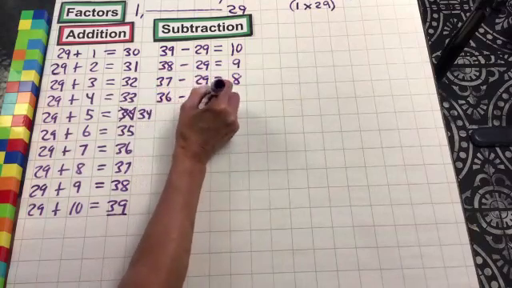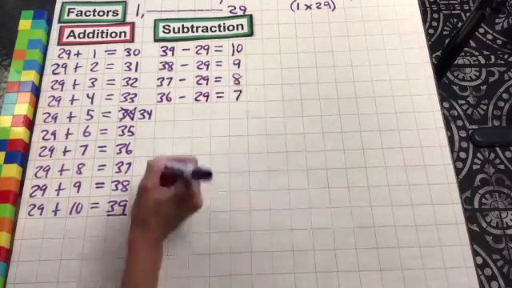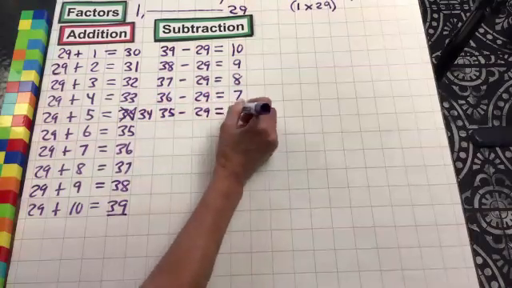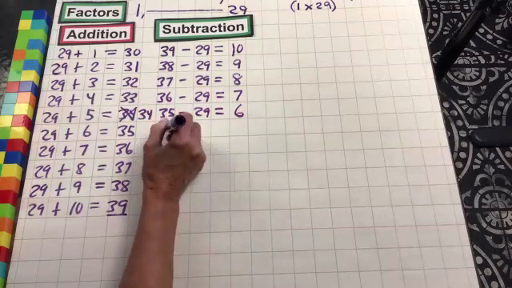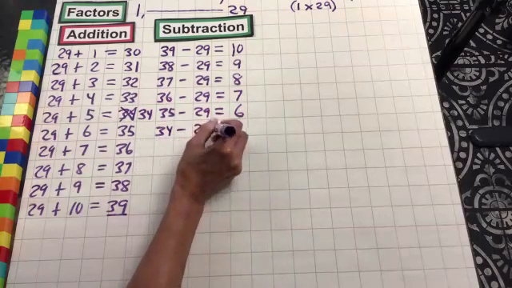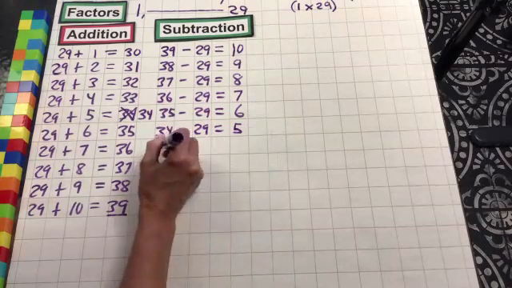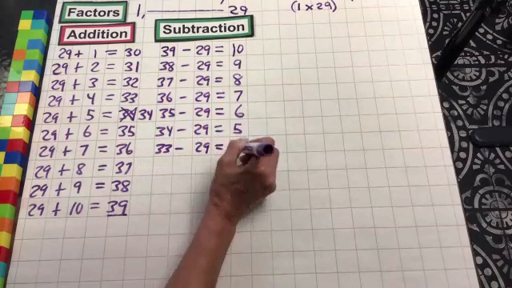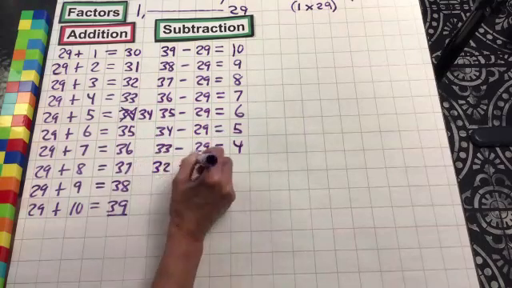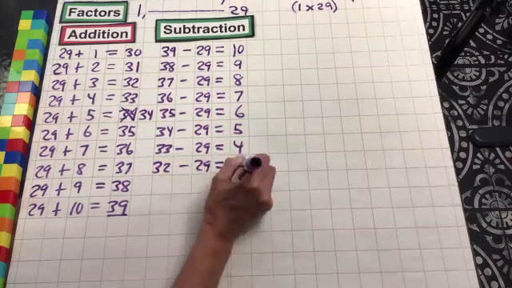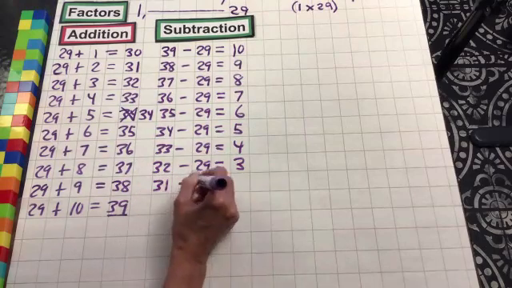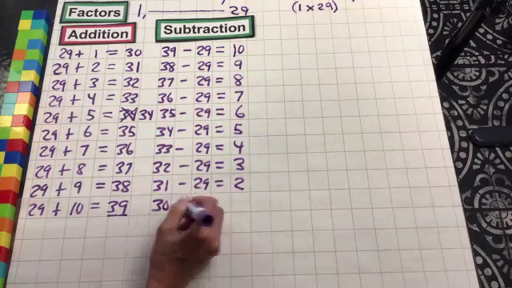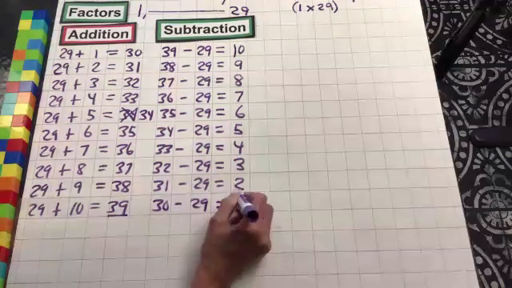36 minus 29 equals 7. 35 minus 29 equals 6. 34 minus 29 equals 5. 33 minus 29 equals 4. 32 minus 29 equals 3. 31 minus 29 equals 2. And 30 minus 29 equals 1.